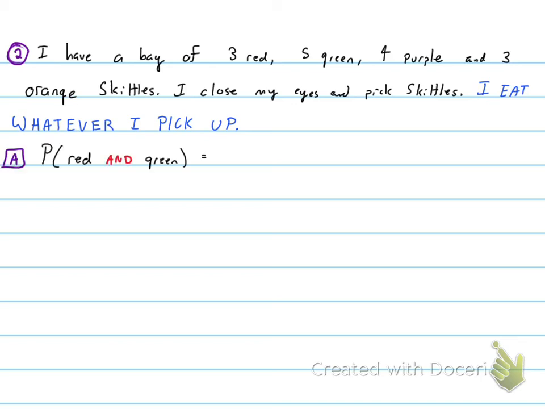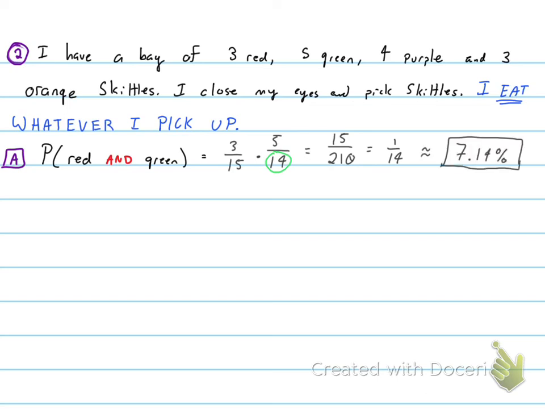So let's find the probability of getting red and then getting green. The first probability would be 3 out of 15 like normal, but then when I go back to the bag to pick a green Skittle, since I ate whatever I picked up, there's 5 green that I could pick from now out of 14, since there's only 14 left. Same algebra here when I multiply the numerators and the denominators. It's going to be 15 out of 210, simplified would be 1 out of 14, which is about 7.14%.